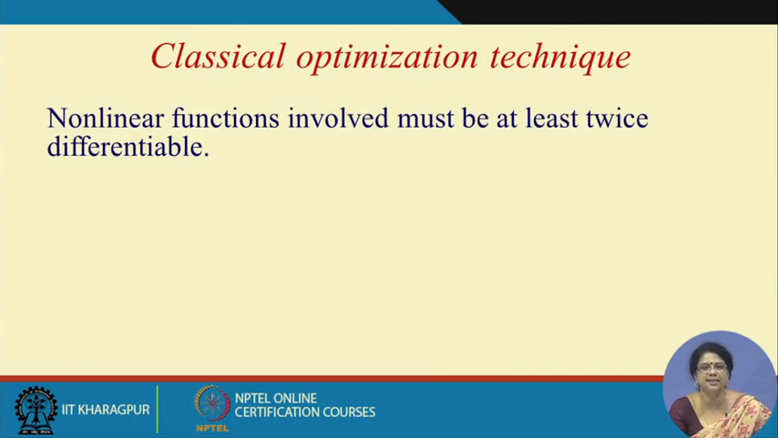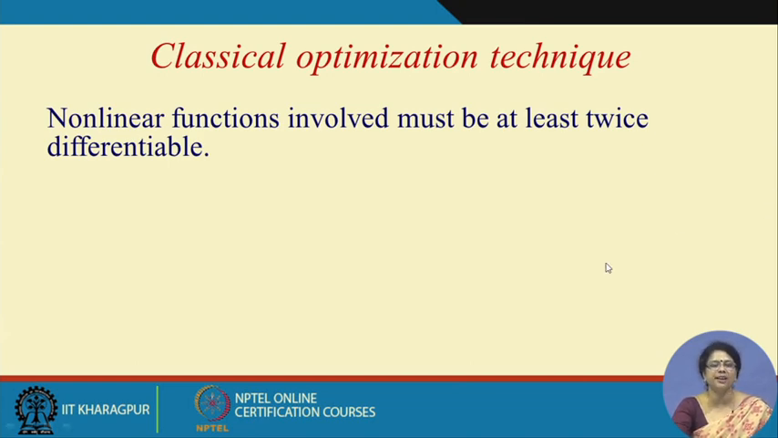Now let us consider a nonlinear optimization problem where the nonlinear functions are twice differentiable. If these are not twice differentiable, we cannot check the necessary and sufficient conditions, because the Hessian matrix needs that it must be differentiated twice. That is a necessary condition for us.